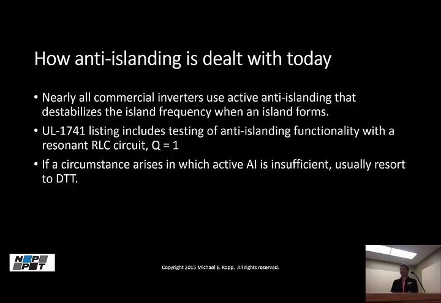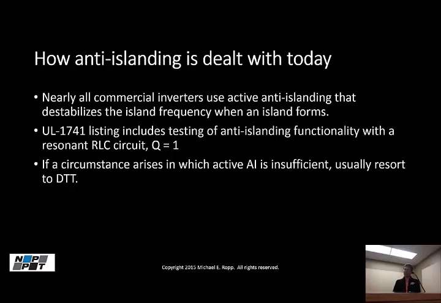The quality factor of 1 is not an arbitrary number; we were looking for a realistic worst case value. The first number used back in the early days of this standard was a quality factor of 2.5. And the standing joke was always, why 2.5? Because it's half of 5. Whatever. It became clear that a quality factor of 2.5 wasn't realistic. We don't have distribution circuits with quality factors of 2.5. So that's why this got dropped back to 1. If we see a case where the anti-islanding is insufficient, right now, today, normally what happens is we'll require direct transfer trip.